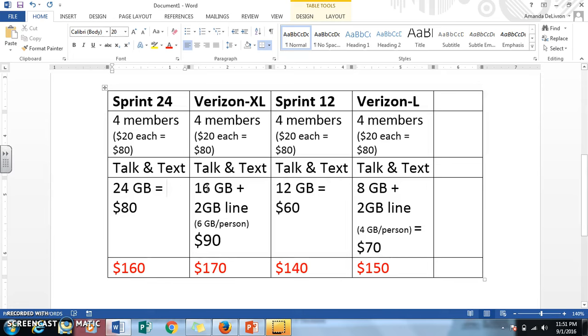Verizon has that 16 gigabytes plus 2 gigabytes per line per person, so that is a 24 gigabyte line, but it's $90 a month, so that makes the bottom line $70 more expensive.